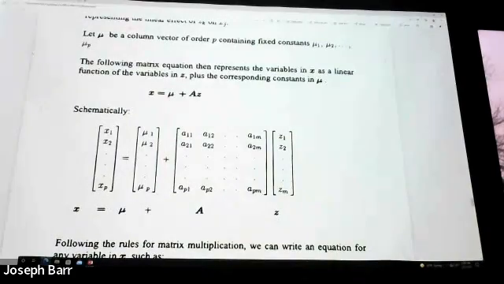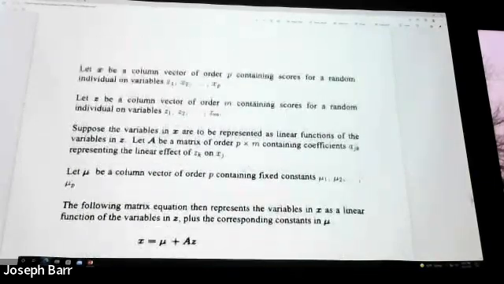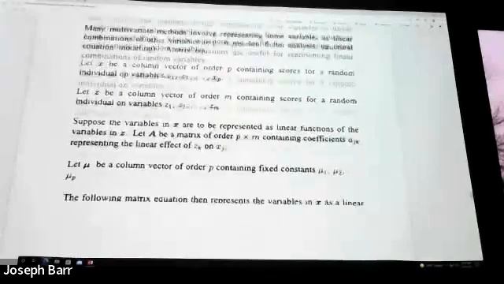So we have mu as a column vector. It's fixed. This is actually kind of like the fixed part of the linear regression. This is fixed, this is not random. This is the mean part. And then we have these random x. We have a matrix here. All of these numbers here tell us the relationship between x and z. These are linear relationships, linear combinations of random variables.